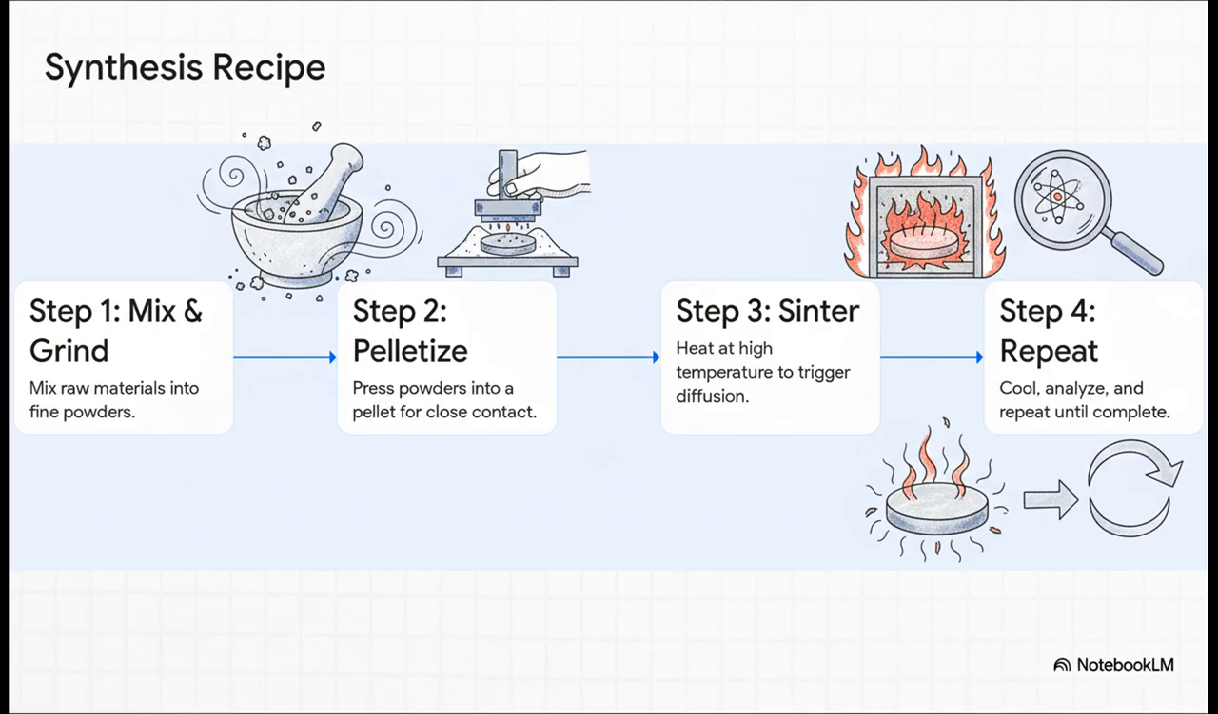Then comes the critical step. You bake it or sinter it at really high temperatures to get those atoms moving. And after that, you cool it down, you check what you made, and more often than not, you do it all over again until you get it perfect.